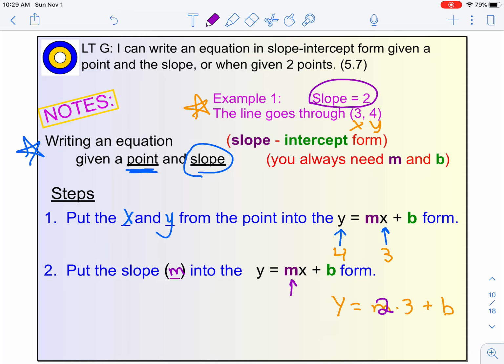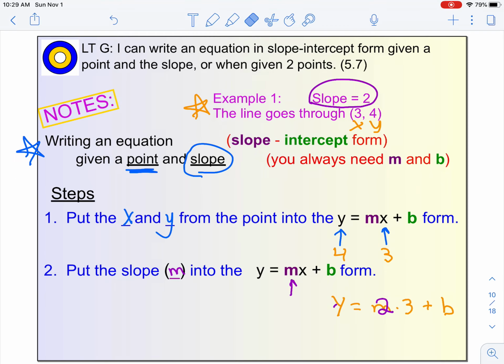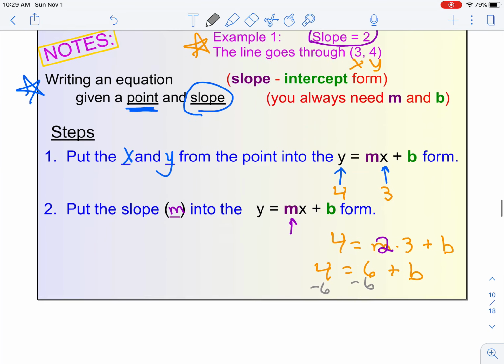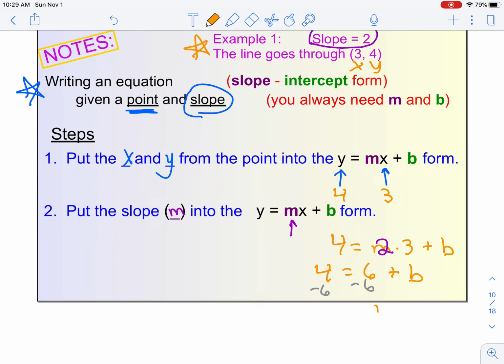I forgot, I said put in the 4 and I put in the y, so let's go back and put in the 4 there like we were intending. So now what we have for our equation is 4 equals 6 plus b. That's certainly an equation I know that you can solve because all you have to do is subtract 6 from each side, and what you get then is your b value, which is -2.